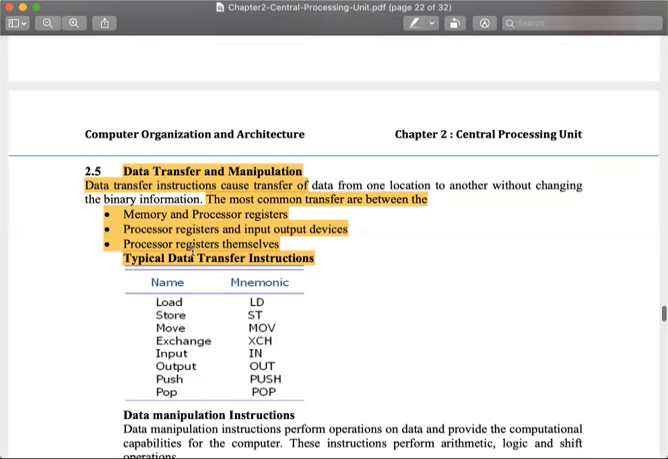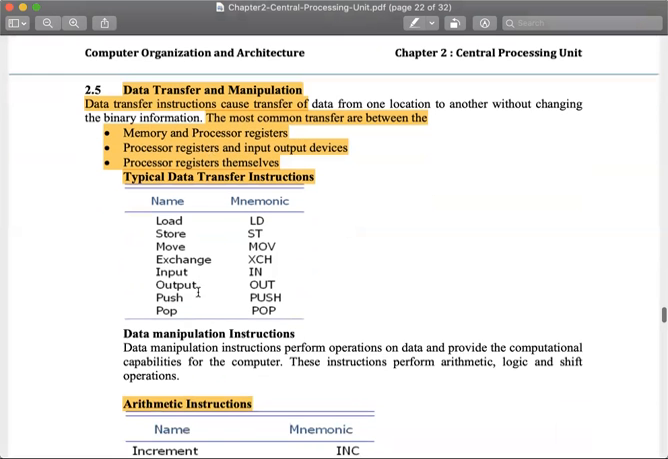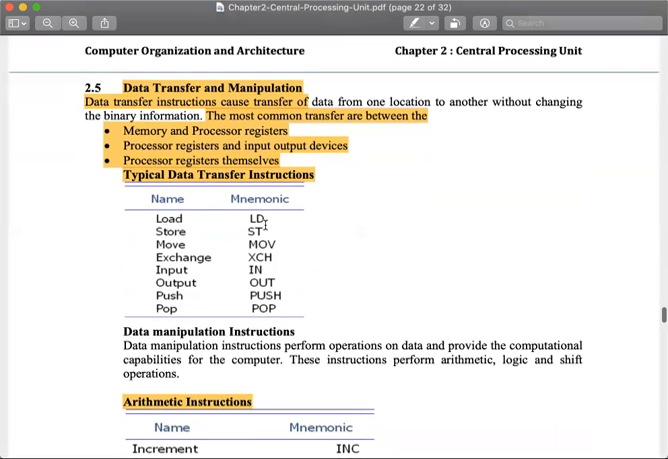So what are the transfer instructions? You already know some: for load we write ld, for store st, move mov, exchange xch, input in, output out, push, pop. So these are the instructions for transferring data from one place to another.